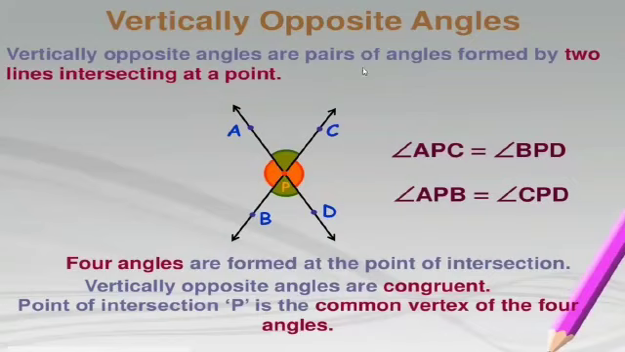Okay. So these orange shaded angles, I'll name them: angle APB and CPD are vertically opposite, and angle APC and BPD are also vertically opposite angles, and we write their names in pairs. They are not written as a single name.